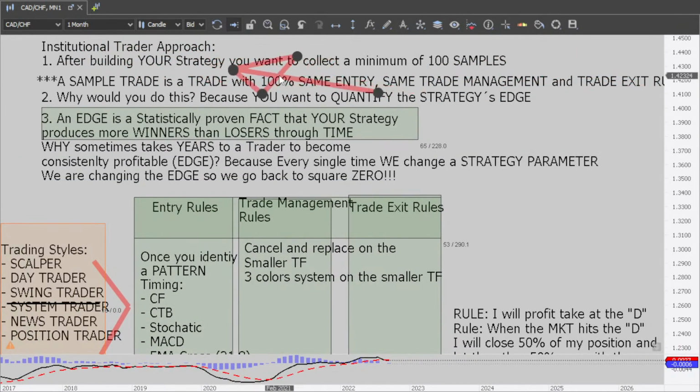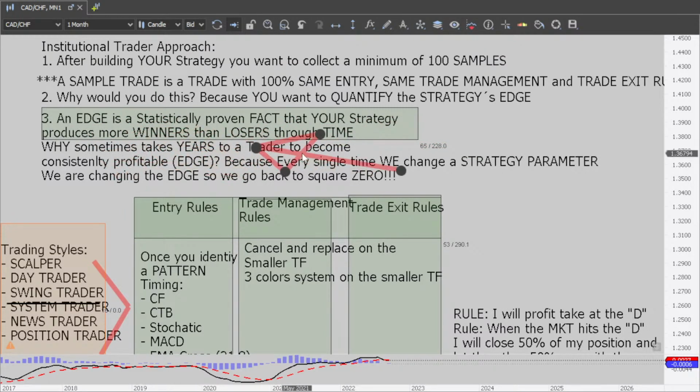After building your strategy, you want to collect a minimum of 100 samples. A sample trade is a trade with 100% same entry, same trade management and trade exit rules. Why would you do this? Because you want to quantify the strategy edge. An edge is a statistically proven fact that your strategy produces more winners than losers through time.